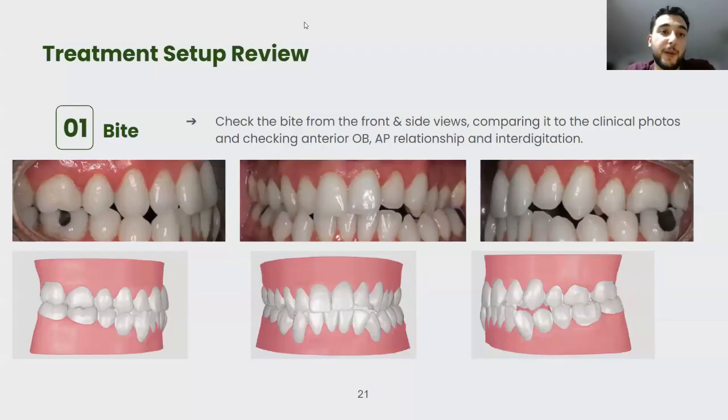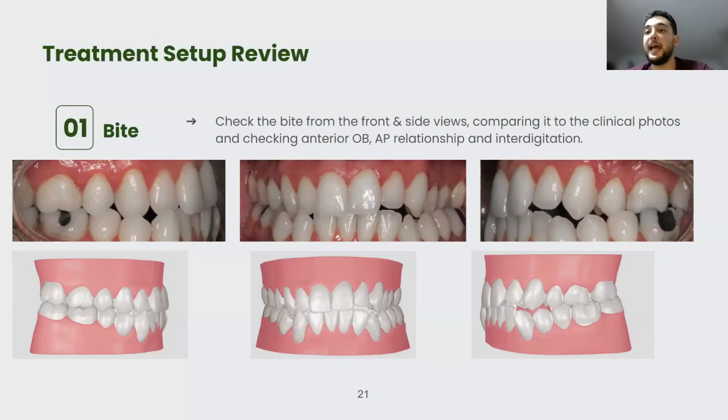First of all, we need to check the bite. Whenever you've taken scans and bite registration, you've sent it to the lab or your clear aligner provider, and you've got the notification that your treatment setup is ready, the first thing I need to do is to check whether the bite registration that I took or the intraoral photos match the bite in the 3D simulation. Because when exporting the scans and the bite registration, sometimes the softwares are incompatible.